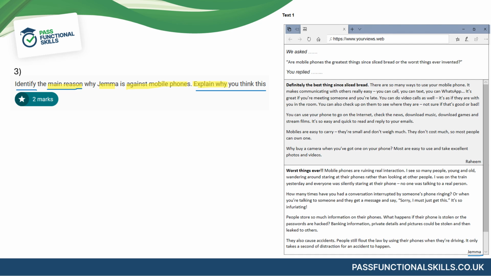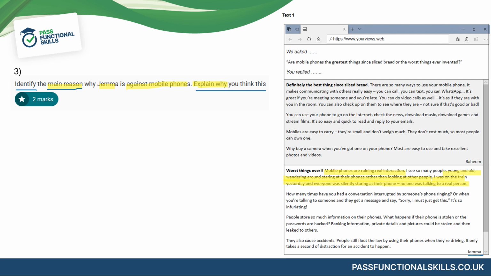So she opens her contribution by saying mobile phones are ruining real interaction. Now, often authors will open their text with the most important thing or their main point. So that's a little bit of a clue there. We can also see that Gemma gives lots of examples. So she says she sees so many people, young and old, wandering around staring at their phones rather than looking at other people. I was on the train yesterday and everyone was silently staring at their phone. No one was talking to a real person.